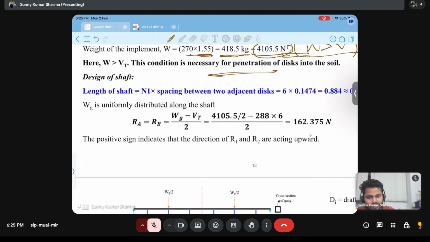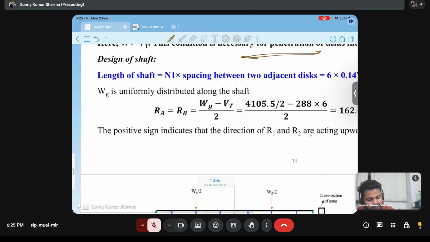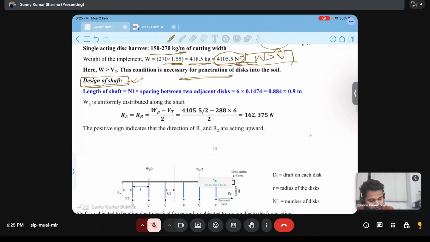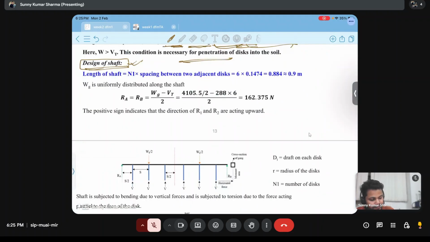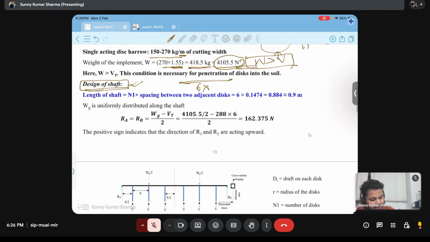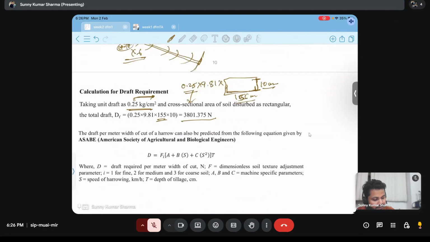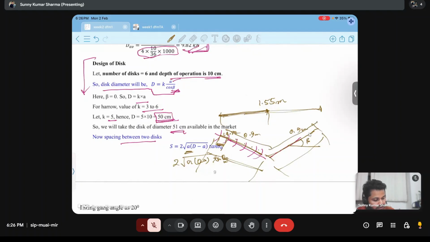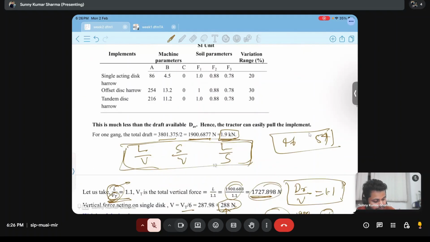From here we will proceed for the design, and we will first design the shaft, then we will design the frame. First thing is the design of shaft. So what was the length of shaft? 6 into spacing, and our spacing was 0.14, so 0.9 meter that we calculated earlier. 0.9 meter was the length of shaft.